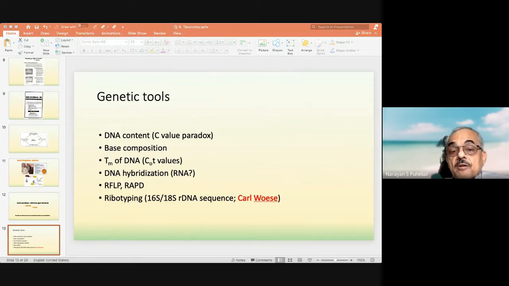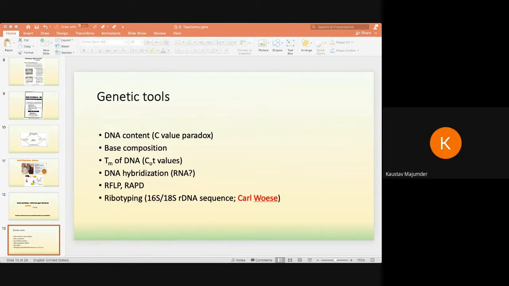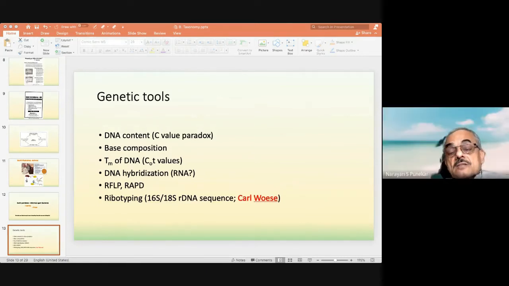Anyone knows what is RFLP? Restriction fragment length polymorphism. Basically, if you take an organism and you isolate its DNA, cut it with a restriction enzyme, and run this on a gel, you get bands on the gel. This banding pattern of DNA fragments is unique because the restriction enzyme sites are unique on the DNA.